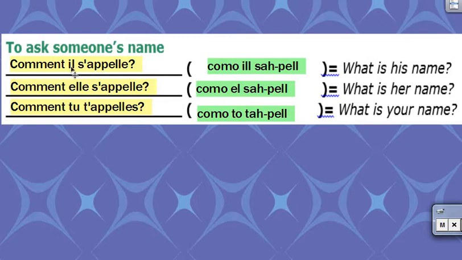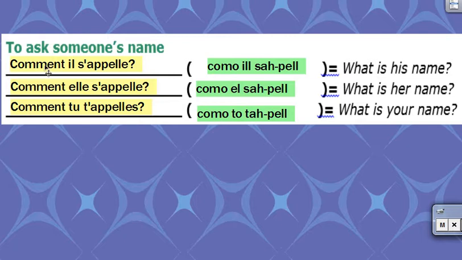So just to point it out ahead of time, il, this I-L word here, is the word for he. Elle, E-L-L-E, is the word for she. And then tu, T-U, is the word for you. Now obviously when you're using it in the context of these sentences, you can see by the English translation, it's not really translating word for word.